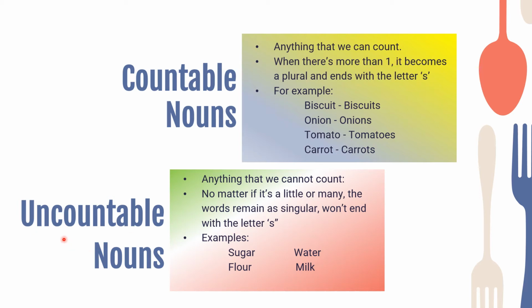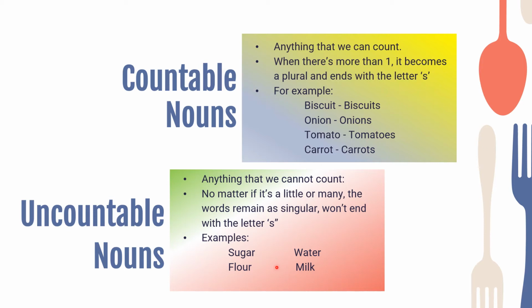Now, let's have a look at uncountable nouns. Uncountable nouns are anything that we cannot count. No matter if it's a little or many, the words will remain as singular. They won't end with the letter S. For example, sugar, water, flour, and milk. Now, these four things here, they will never end with the letter S.